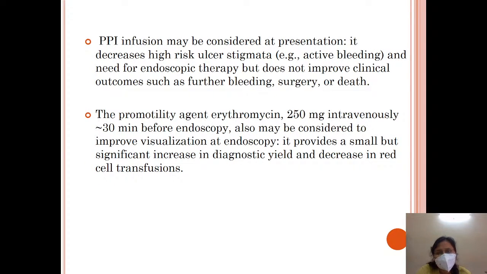PPI infusion may be considered at presentation as it decreases the high risk ulcer stigmata, that is active bleeding, and need for endoscopic therapy, but does not improve clinical outcomes such as further bleeding, surgery or death. And the promotility agent erythromycin 250 mg intravenously 30 minutes before endoscopy also may be considered to improve visualization at endoscopy, as it provides a small but significant increase in the diagnostic yield and decrease in the red cell transfusions.